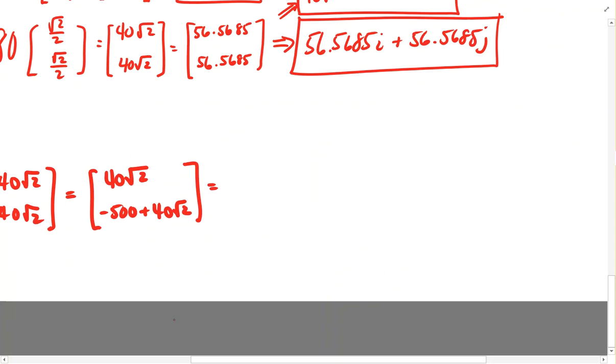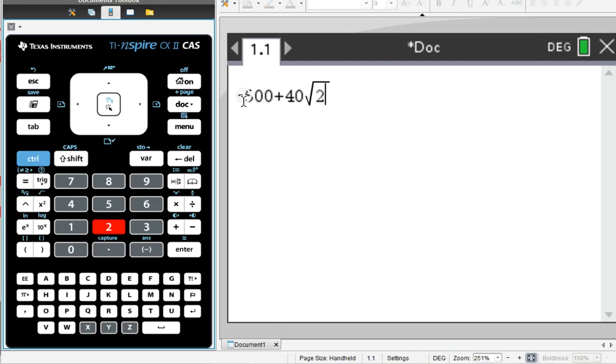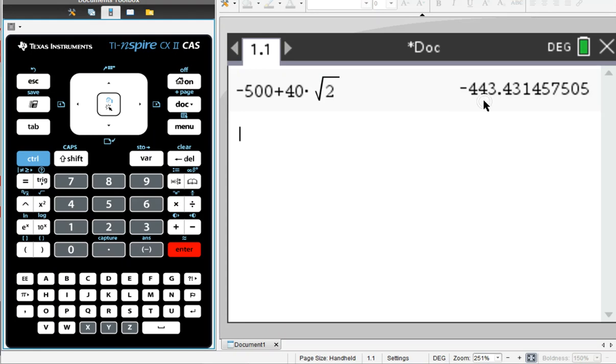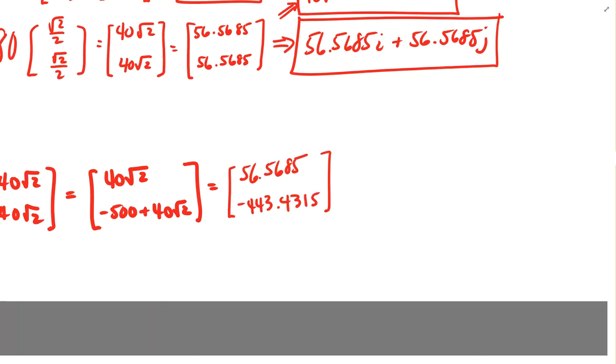If I do reach for a calculator and compute these results, well, here again, 40 root 2 is just 56.5685. And negative 500 plus 40 root 2 comes out to be negative 443.4315. And that would be a good result for this vector.